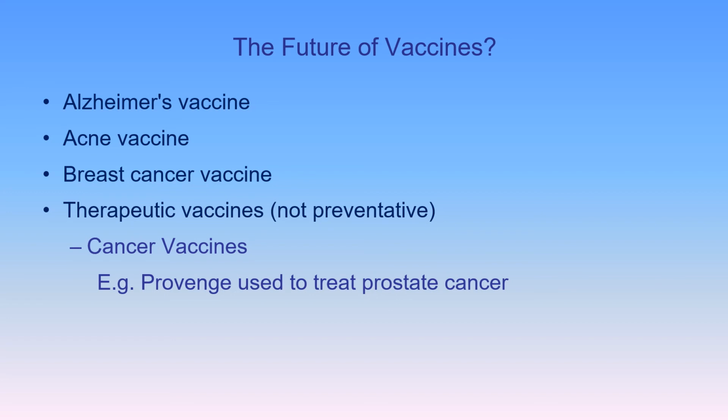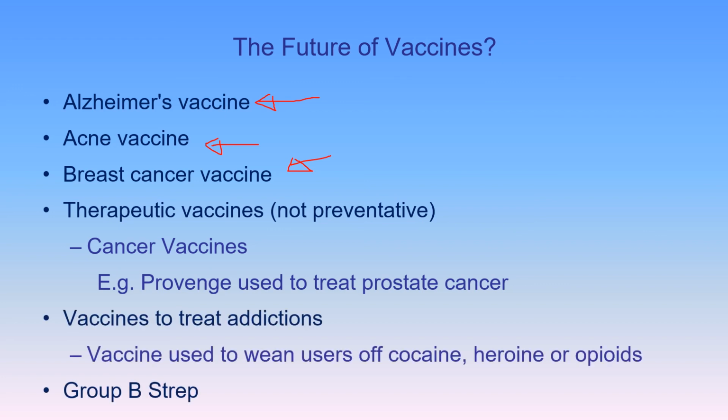What about the future of vaccines? Here's some other interesting things. Alzheimer's vaccine, people are working on things like this. Acne vaccines, cancer vaccines. You may have heard of many of these different types of things. I'm not going to elaborate on them too much because this video is already getting a little bit long. Vaccines to treat addictions, group B strep, these are things I've read about in some of the scientific literature.